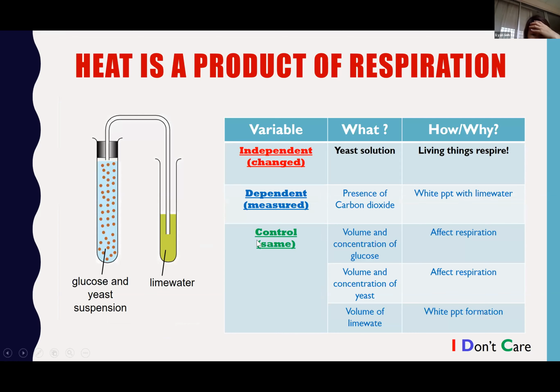Let's take a look at another experiment, like the yeast glucose and the yeast suspension. The independent variable will be the yeast solution, so there will be different concentrations that I can consider. The dependent variable that I'm measuring is the carbon dioxide being released. So you're able to see what precipitate means. Carbon dioxide is being released.